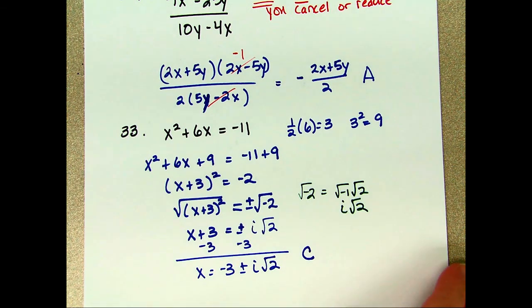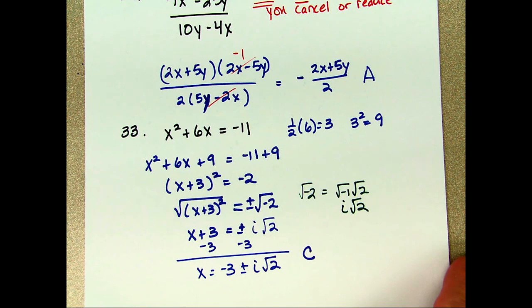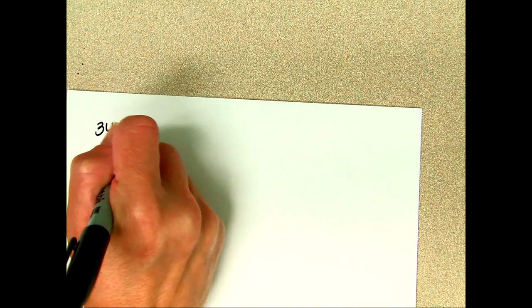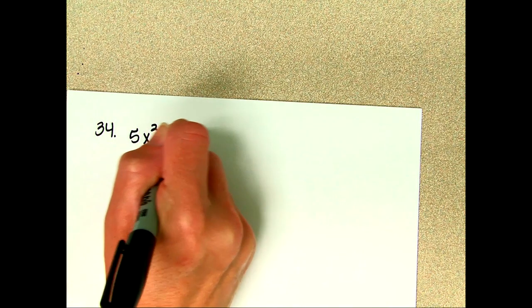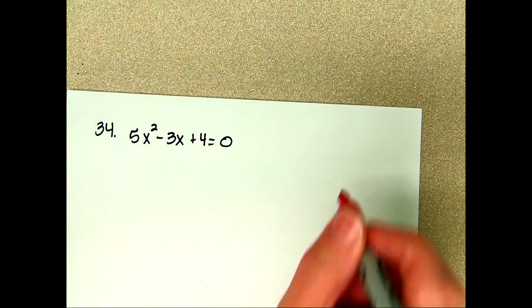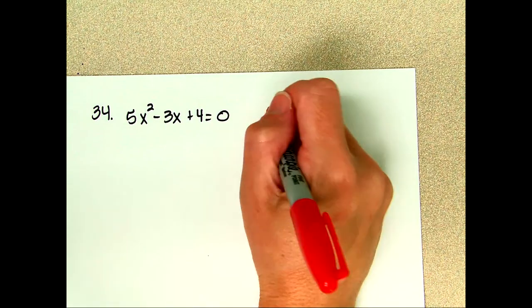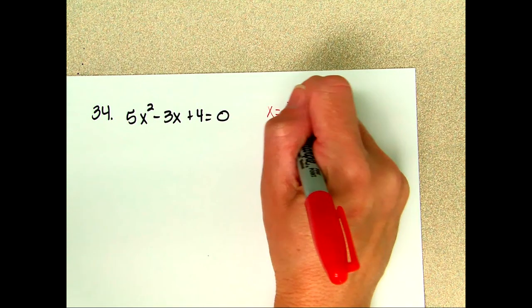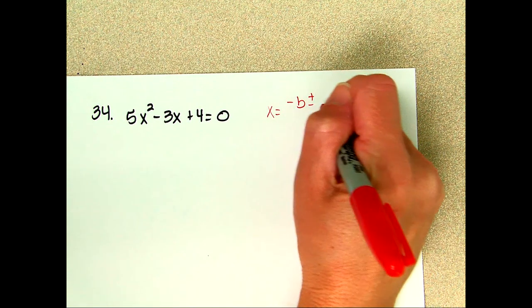Number 34, another quadratic equation. Let's solve this one using the quadratic formula. 5x squared minus 3x plus 4 equals 0. The quadratic formula: x equals the opposite of b plus or minus the square root of b squared minus 4 times a times c, all divided by 2a.